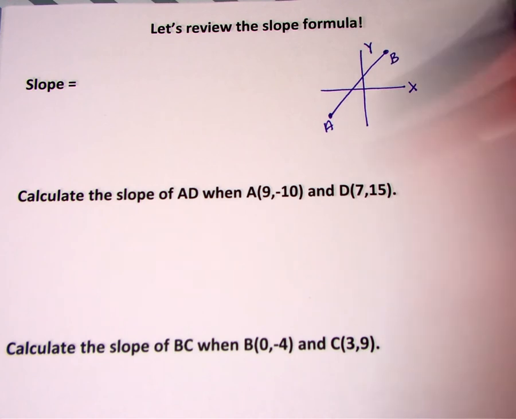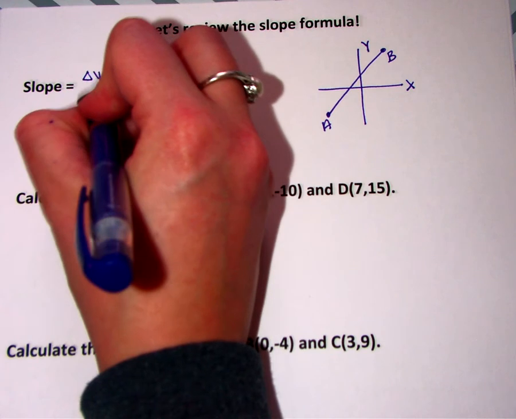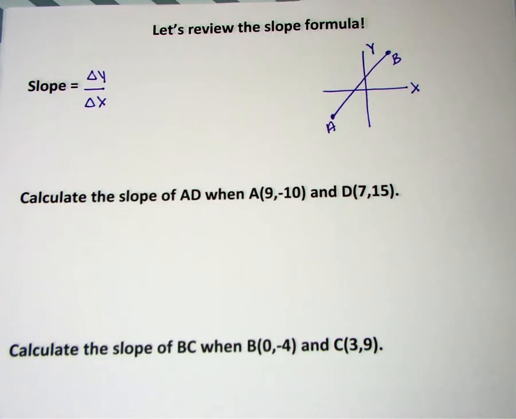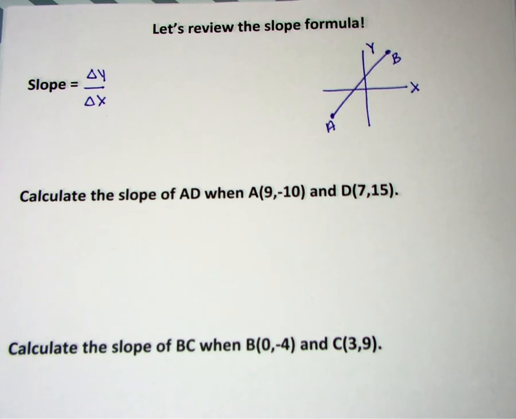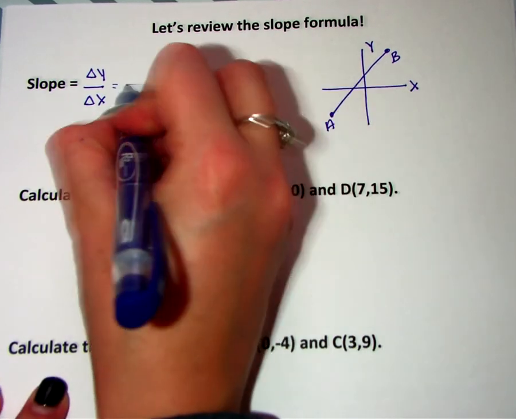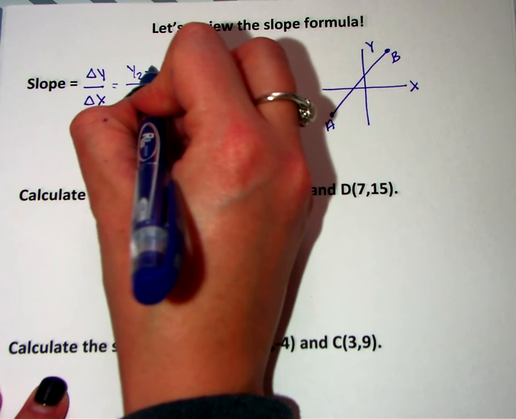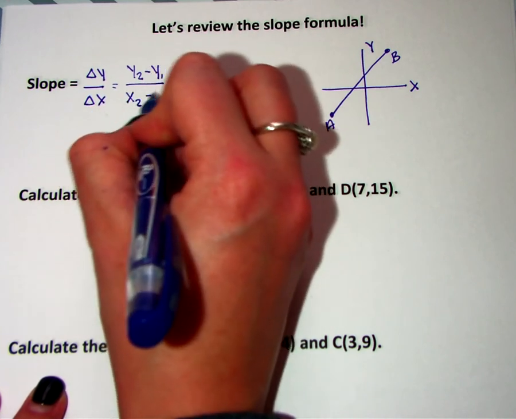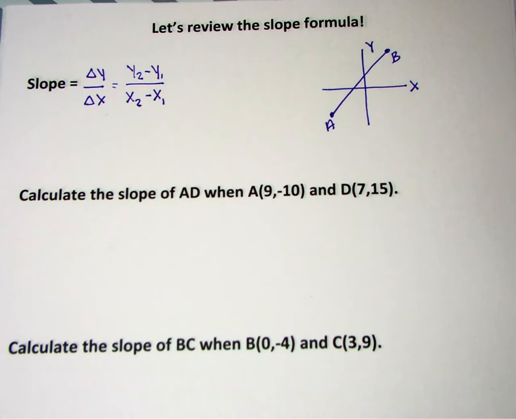Okay, so slope is the change in Y over the change in X. And I write this down every single time we do slope because it helps us stay organized in what we're doing. Slope formula reads y2 minus y1 over x2 minus x1. So slope is a fraction. It's actually a ratio comparing the change in y and the change in x.